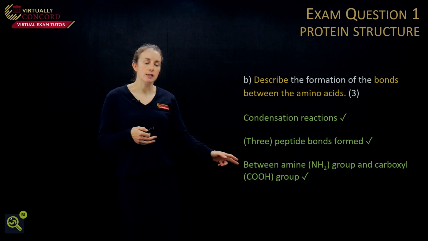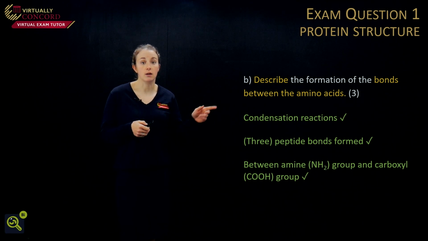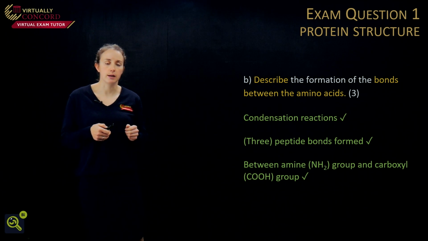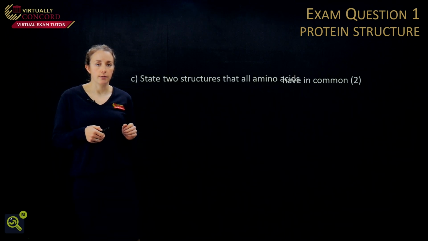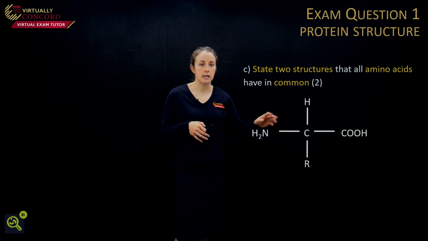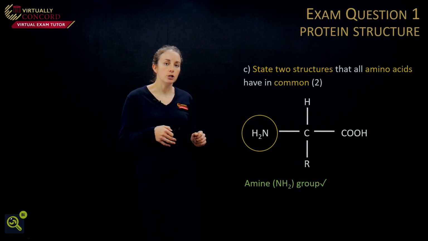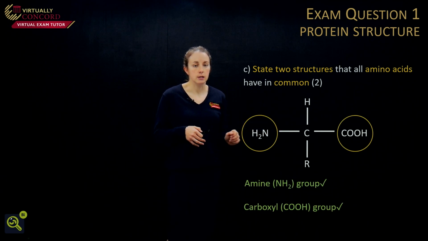And the third part is for saying that those bonds are formed between an amine group of one amino acid and the carboxyl group of the adjacent amino acid. And then the last part of this question asks you to state 2 structures that all amino acids have in common. I've shown you here a diagram representing an amino acid. And there are only 2 points on the mark scheme, so an amine group and a carboxyl group.